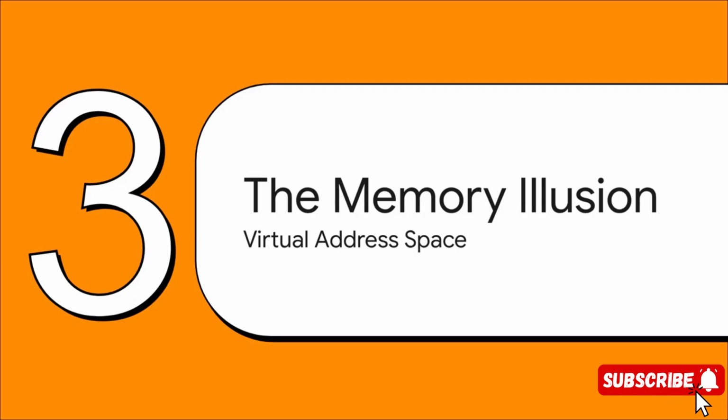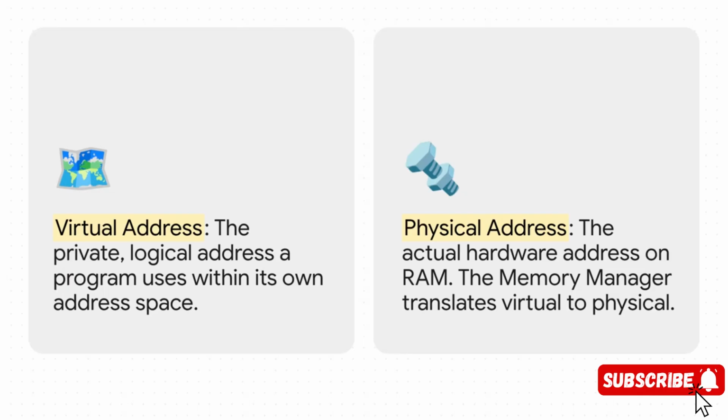All right, so we've got our processes, each in its own little bubble, but here's where the real magic kicks in. Every single one of those processes is tricked into believing it has the computer's entire memory all to itself. And this is, of course, a very powerful illusion created by the memory manager. So what's the trick? Well, the program isn't seeing the real memory. It's working with its own private map of virtual addresses.